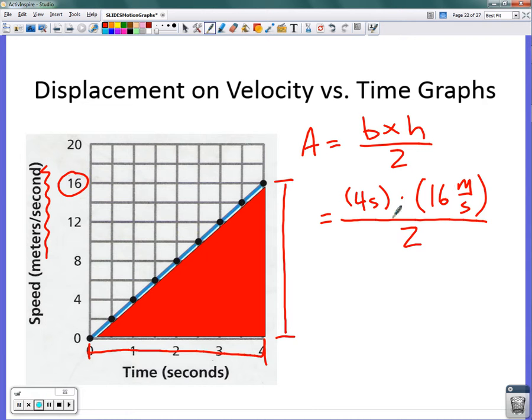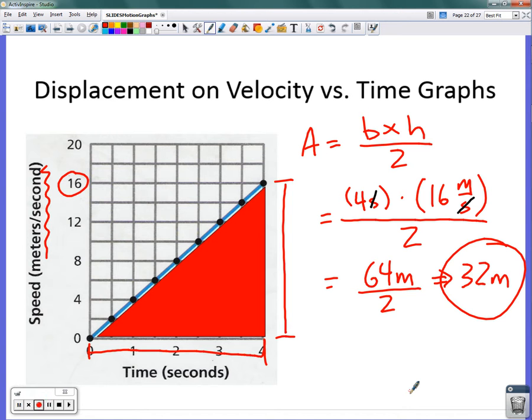So we would multiply 4 and 16 together, but when we multiply those numbers, we also have to multiply the units. There's a seconds on this unit. There's a meters per second on this unit. Seconds on the top, seconds on the bottom. Those two units cancel. And we would be left with 64 meters on the top, just plain old 2 on the bottom, no unit involved with that number. And so that then simplifies to 32 meters.